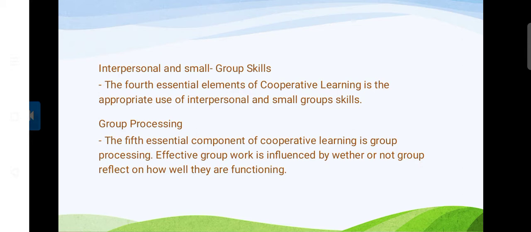Interpersonal and small group skills is the fourth essential element of cooperative learning: the appropriate use of interpersonal and small group skills. Group processing is the fifth essential component of cooperative learning. Effective group work is influenced by whether or not groups reflect on how well they are functioning.